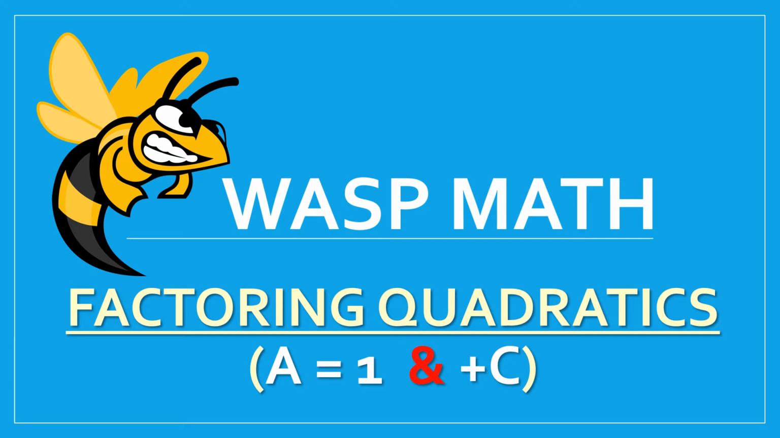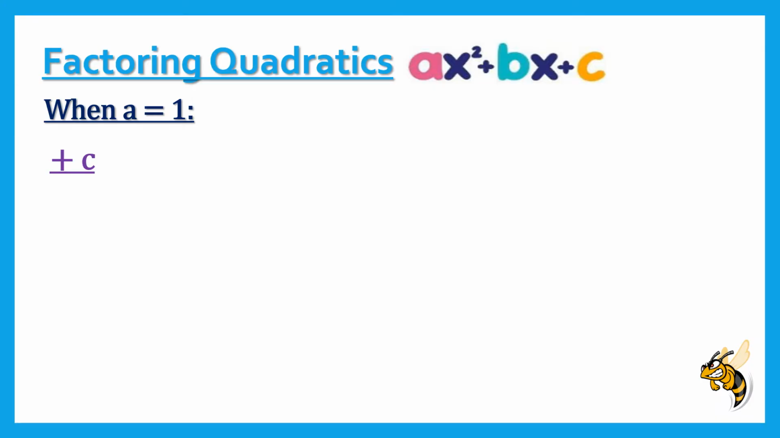This video will focus on factoring quadratics when a is equal to 1 and you have a positive c. Remember, a is the coefficient of x squared, b is the coefficient of x, and c is the constant.